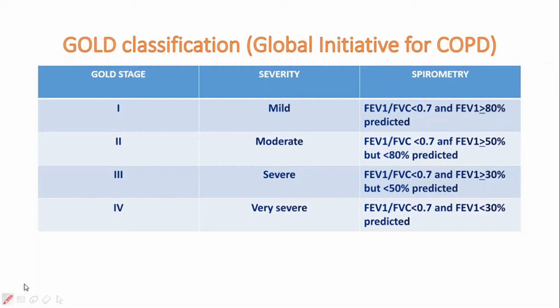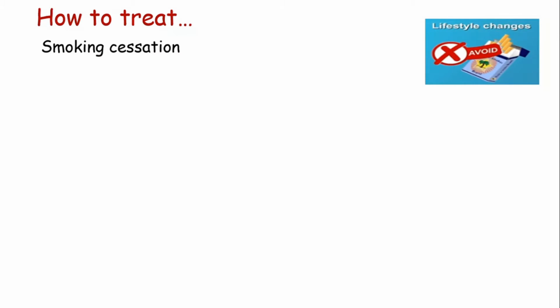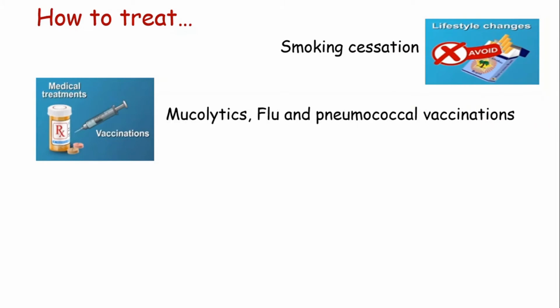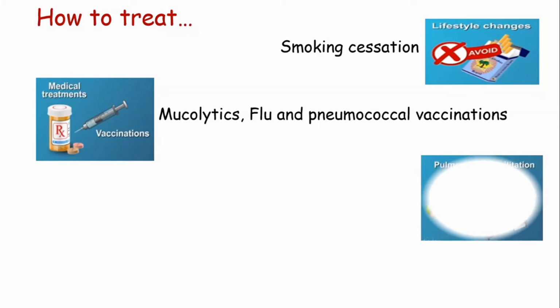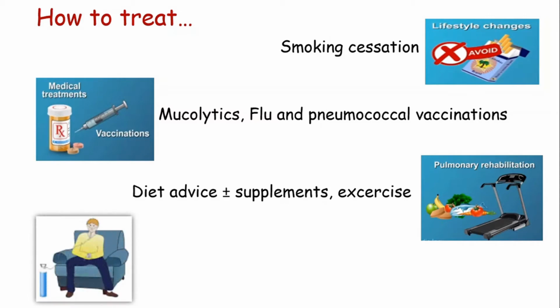Now, after grading these COPD patients, let's see how do we treat these patients. First, a few general steps. Smoking cessation comes first and foremost, as it is the most common cause of COPD. Second will be medical treatment with mucolytics for cough, flu and pneumococcal vaccinations, and we shall later discuss bronchodilators in detail. Most of these patients are reduced both physically and in activity level, so pulmonary rehabilitation with focus on diet advice, supplements and exercise is recommended. And all these disabilities cause severe but treatable depression.